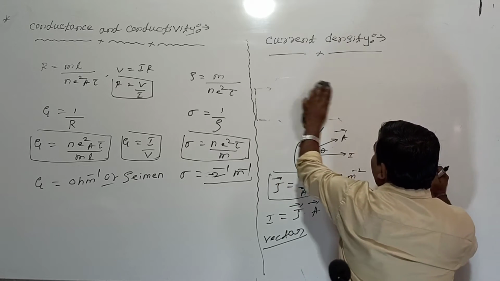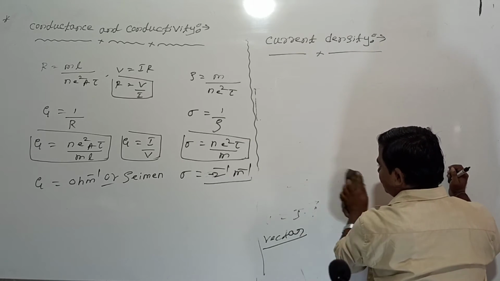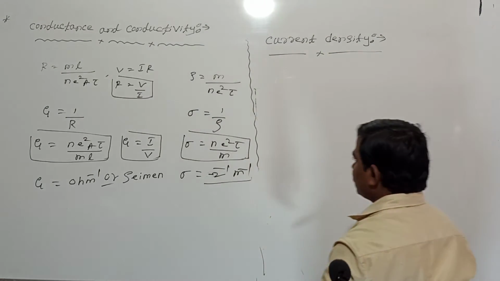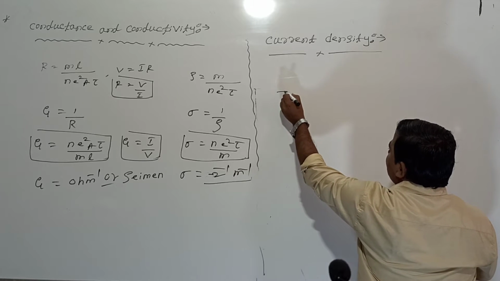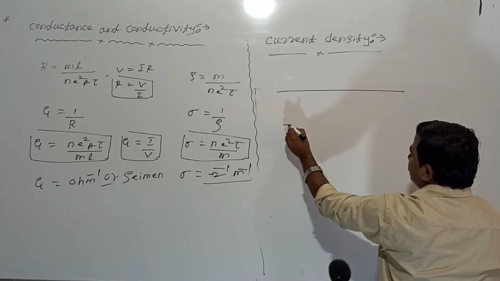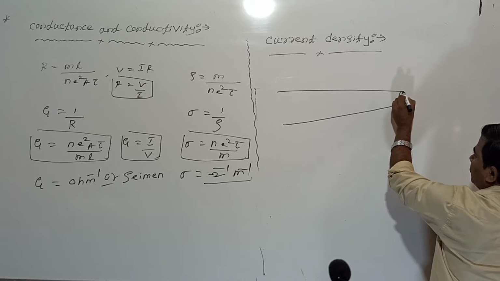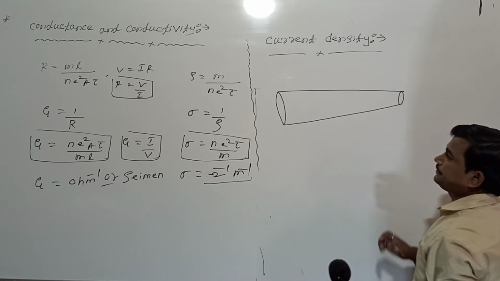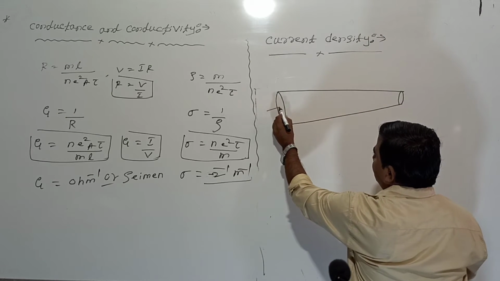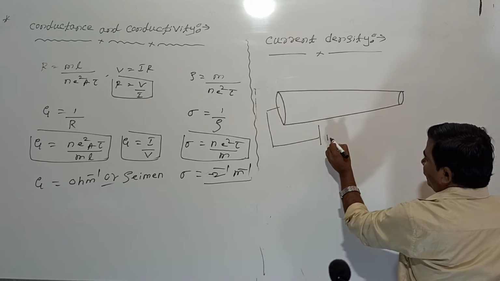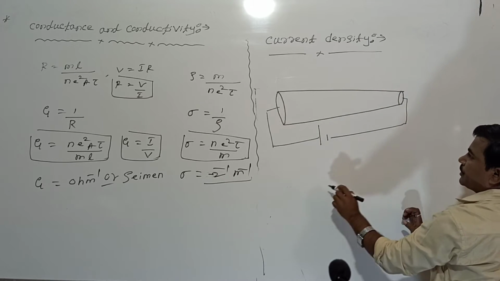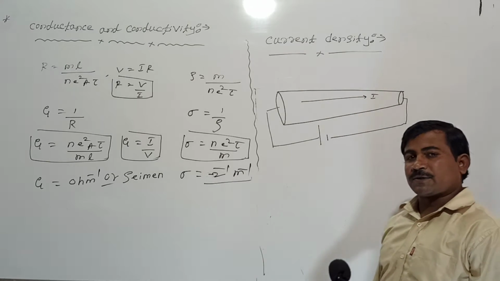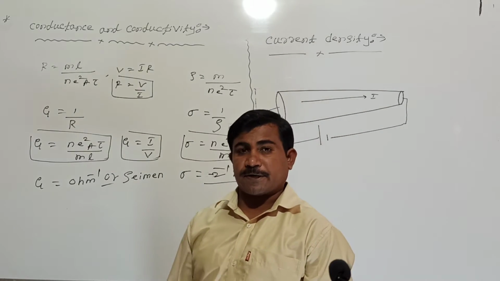I will take a conductor of different area cross section. I will choose this conductor in this fashion. This conductor has a different area cross section. When this battery is applied, a potential difference is applied. How much current is flowing? Throughout the conductor, the current flowing is the same at every point because current is a macroscopic quantity. It does not depend on the area of the conductor.